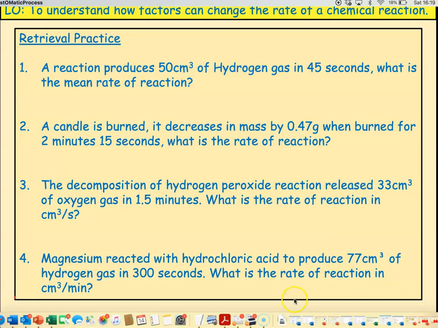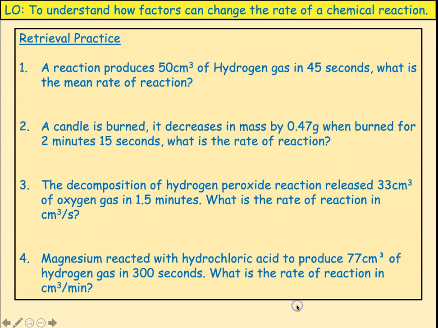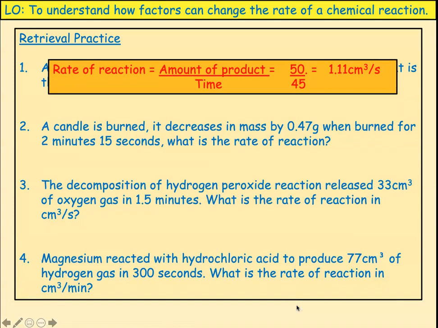So let's have a little look at the answers. So a reaction that produces 50 centimeters cubed of hydrogen gas in 45 seconds. We're looking at the amount of product over time, which is 50 divided by 45, which gives 1.11 centimeters cubed per second.